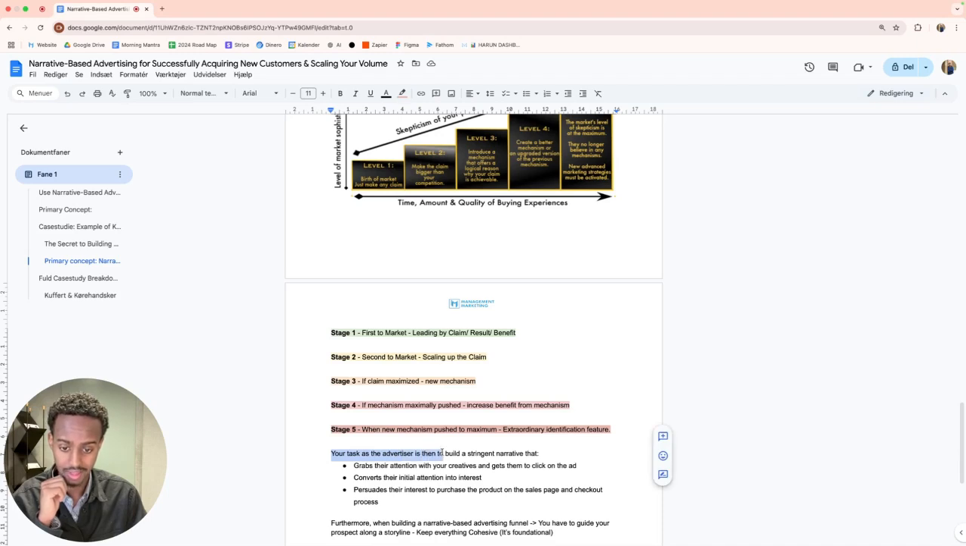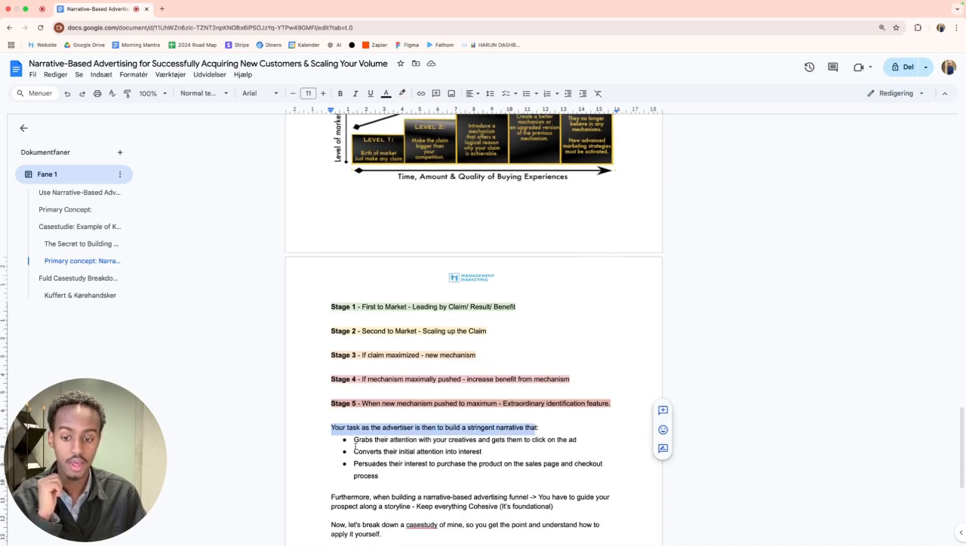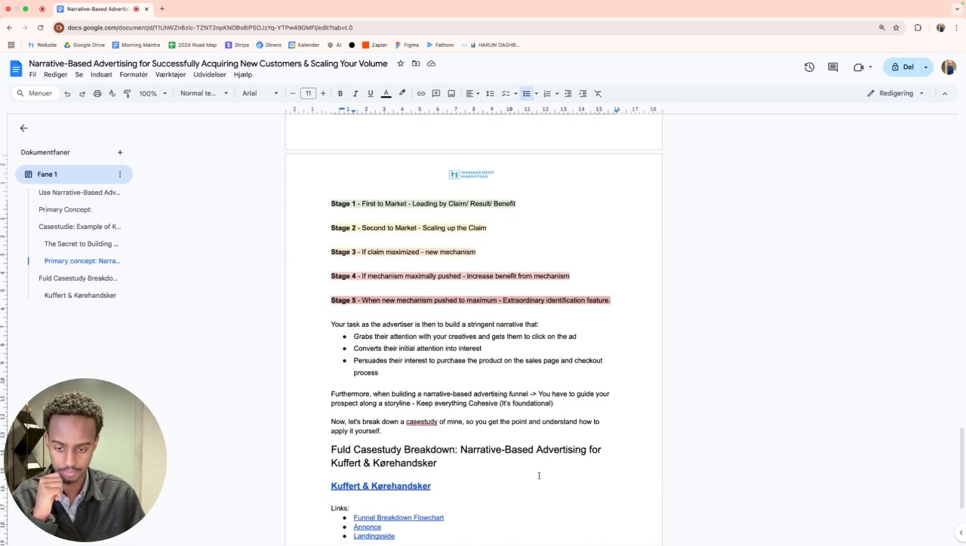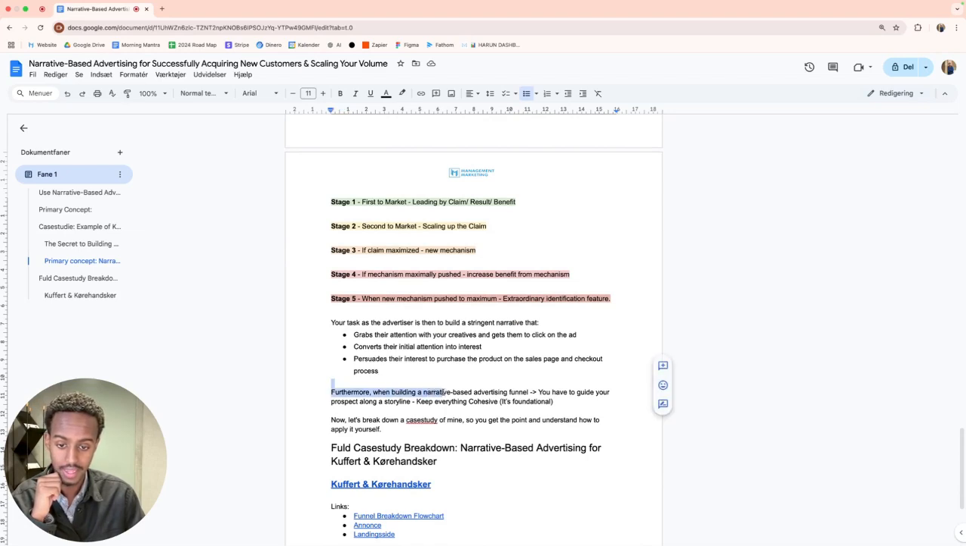And when you understand that, it's essentially your task as an advertiser to build a stringent narrative that first and foremost grabs your target audience's attention with your creatives and gets them to click on the ad, converts their initial attention into interest, and after that persuades their interest into purchasing the product on the sales page and checkout process. Now, furthermore, when building a narrative-based advertising funnel, you have to guide your prospect along a storyline where everything is kept cohesive, and that is foundational.